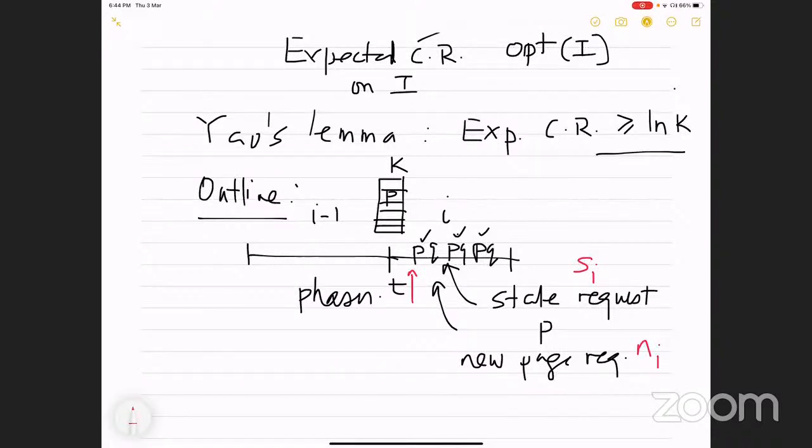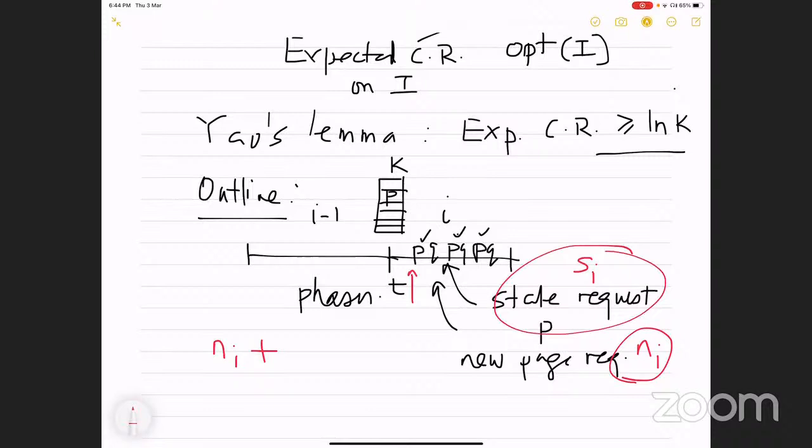So if you look at the distinct pages, Si plus Ni will be equal to K, because during a phase you will see exactly K distinct page requests. Now each of these Ni's will cause a cache miss, because this is not in your cache to begin with. So in a phase you will definitely incur Ni. The question is really, for the stale ones, will I get a cache miss or not?